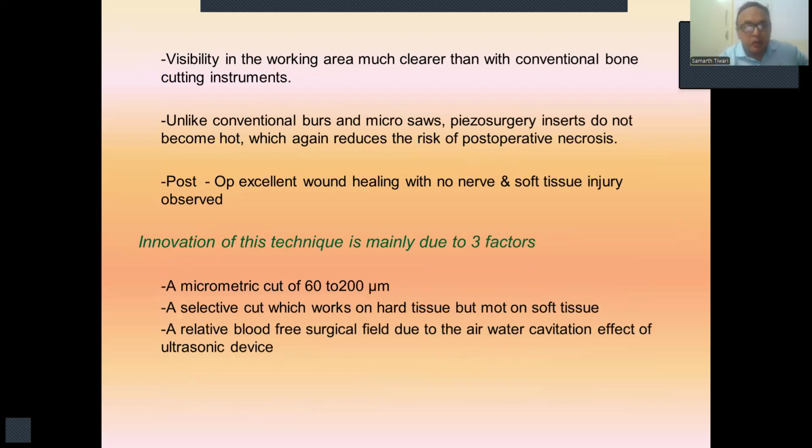Other factors could be excellent post-op wound healing with the piezoelectric instrument, and visibility of multiple working areas is much cleaner. Innovation of this technique is mainly due to three factors: micrometric cut of 60 to 200 micrometers, selective cutting, which works on hard tissue but not on soft tissue, and a relatively blood-free surgical field due to air-water cavitation effect of the ultrasonic device.